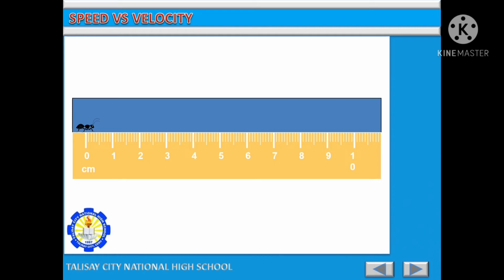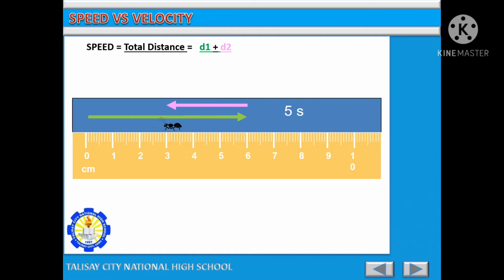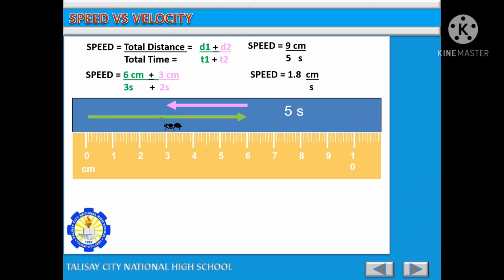Now let us take our previous sample problems for speed to help us understand the difference between speed and velocity. An ant is moving 6 centimeters to the east in 3 seconds, and then moves another 3 centimeters to the west in another 2 seconds. In calculating the speed of the ant, speed is equal to the total distance divided by the total time. That is distance 1 plus distance 2 over time 1 plus time 2. Therefore, the speed of the ant is 6 centimeters plus 3 centimeters divided by 3 seconds plus 2 seconds, which is 9 centimeters divided by 5 seconds. The speed of the ant is 1.8 centimeters per second.